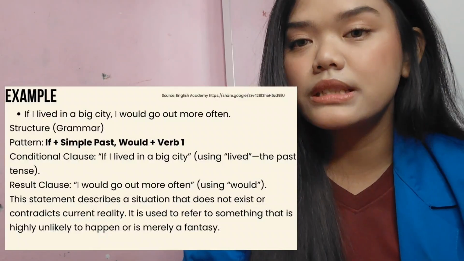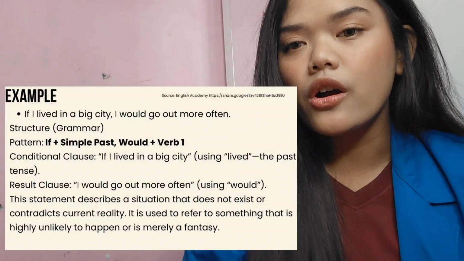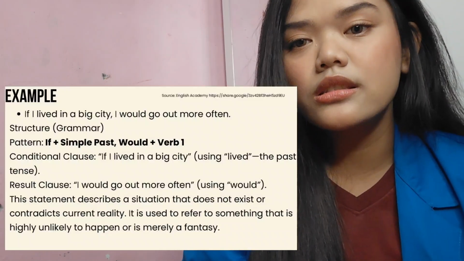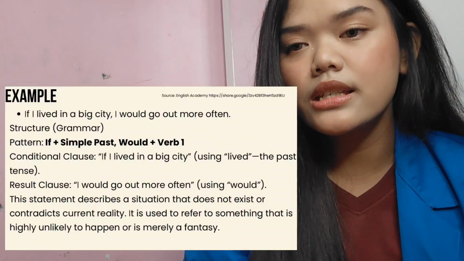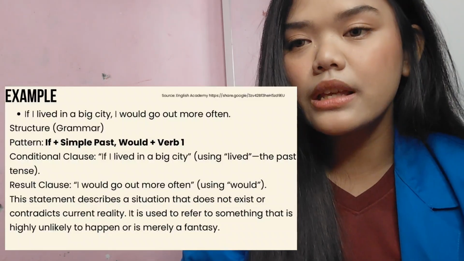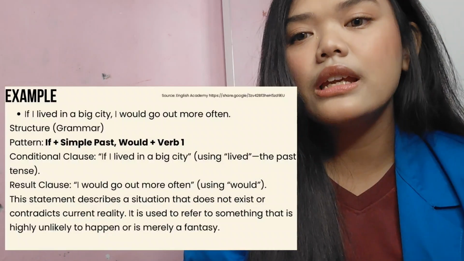If I lived in a big city, using lived is the past tense, and I would go out more often, using would. This statement describes a situation that does not exist or contradicts current reality. It is used to refer to something that is highly unlikely to happen or is merely a fantasy.